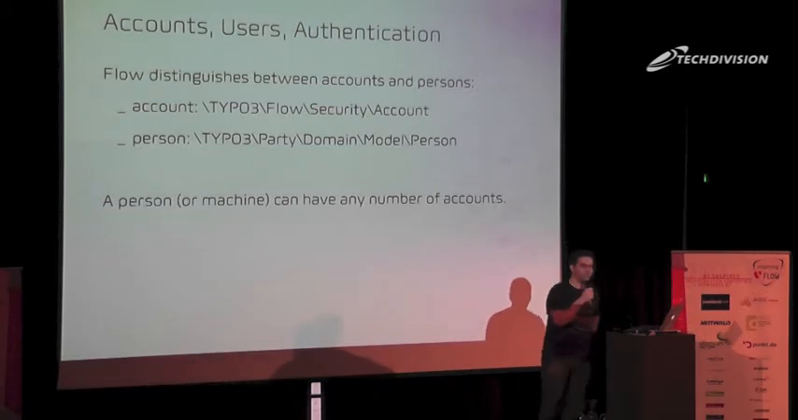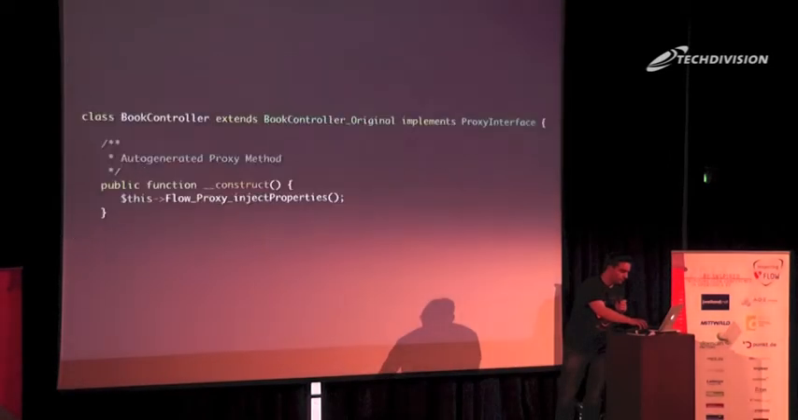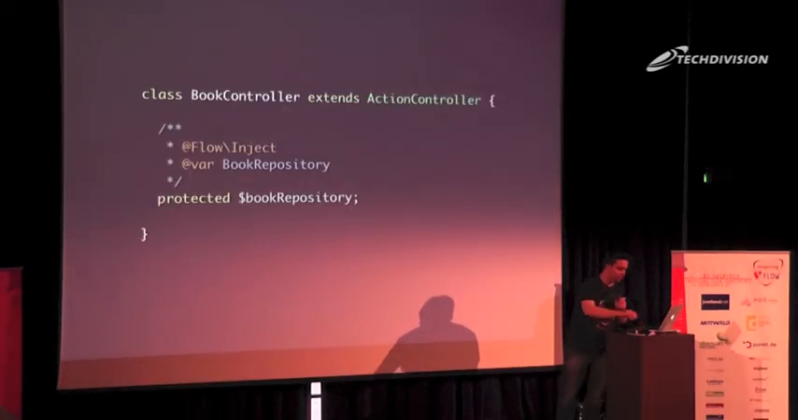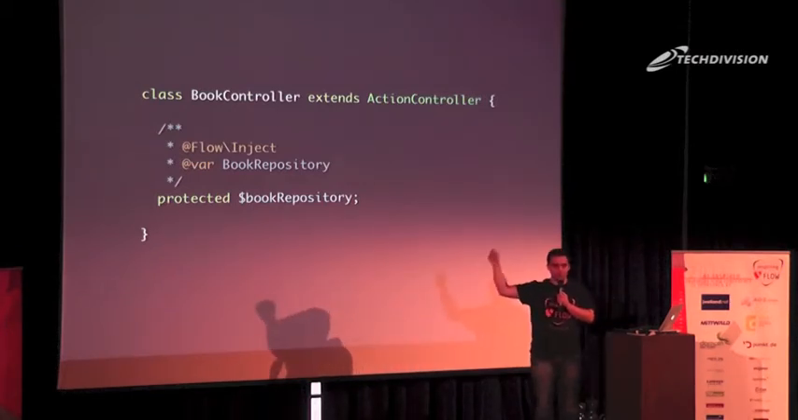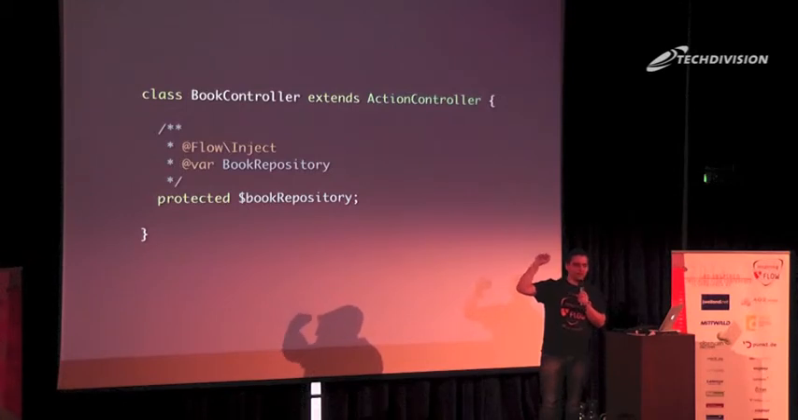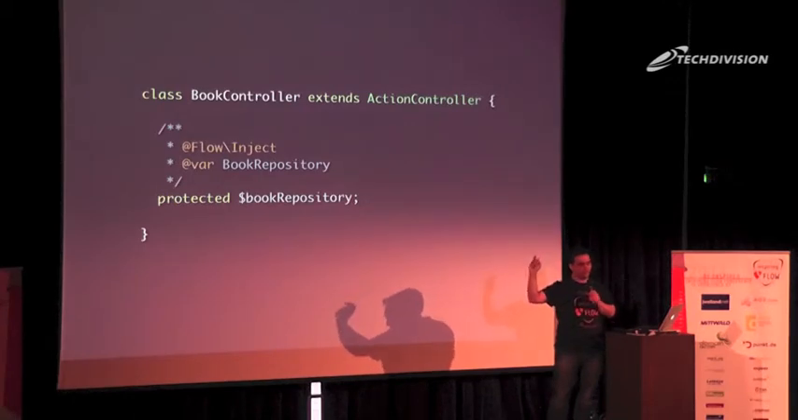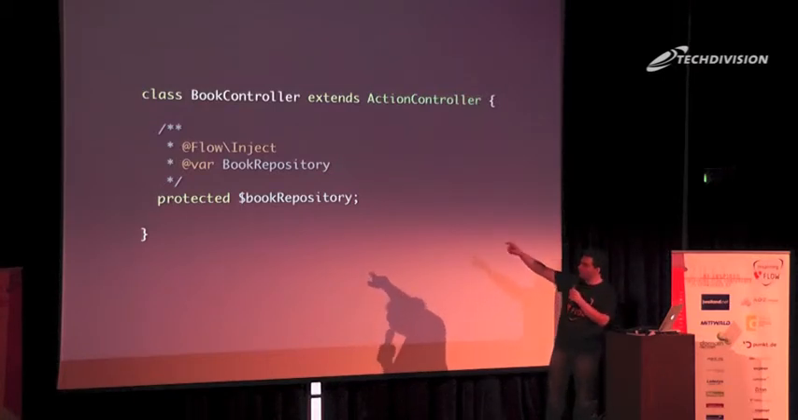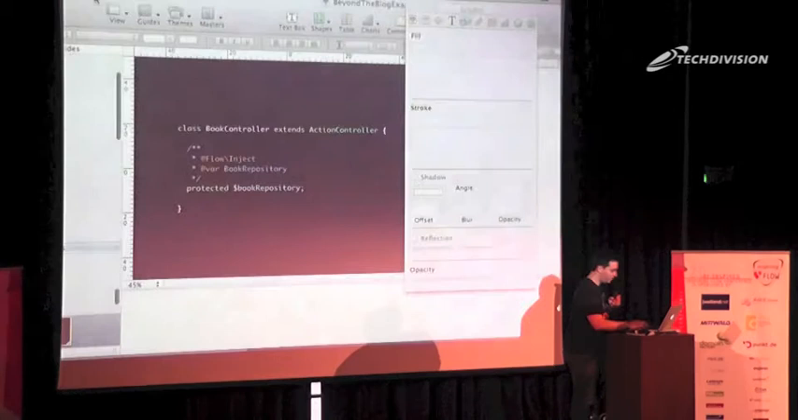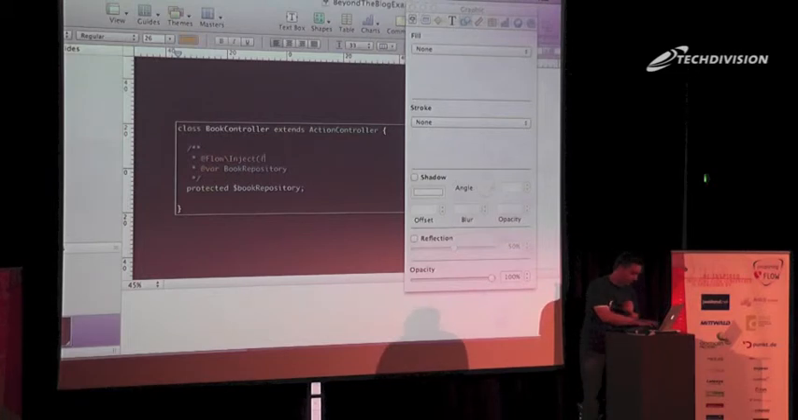Exactly. So if you already know that once this class is used, it definitely needs the book repository, you can optimize this. By saying I switch off lazy dependency injection for this case, I don't need this feature. You can do that by writing Flow Inject and then adding false in here.